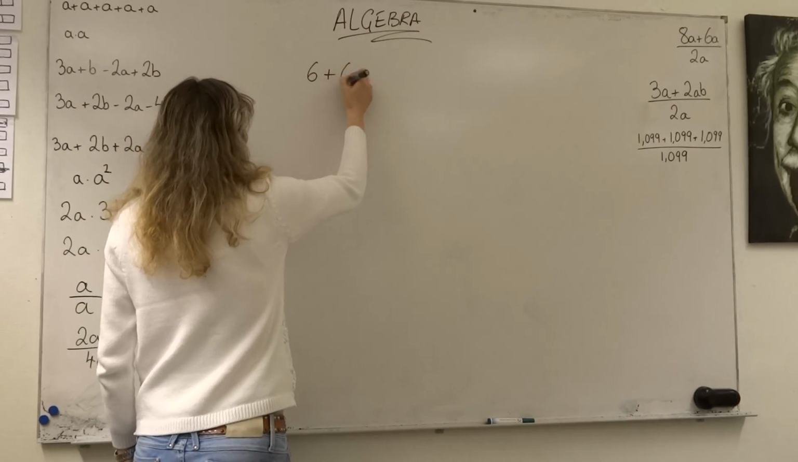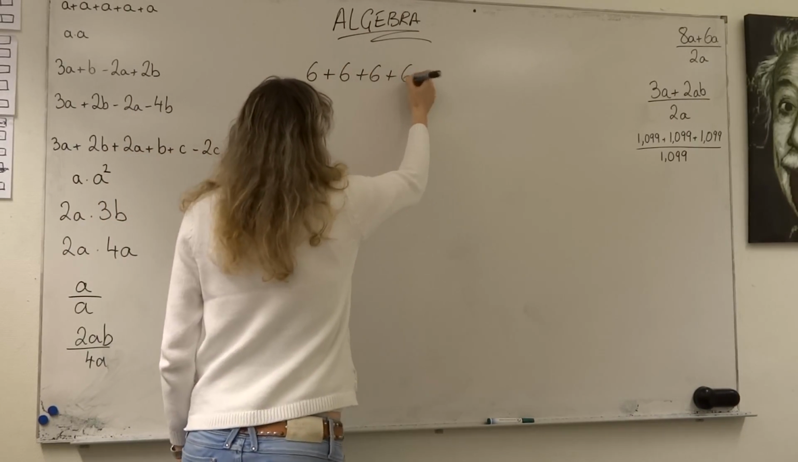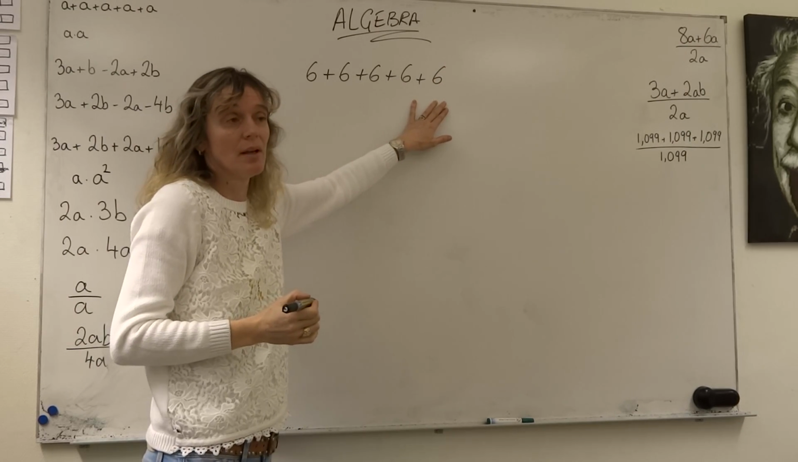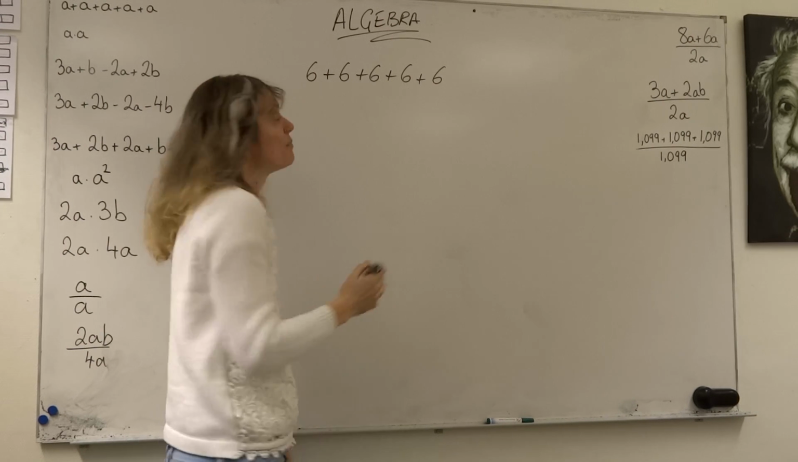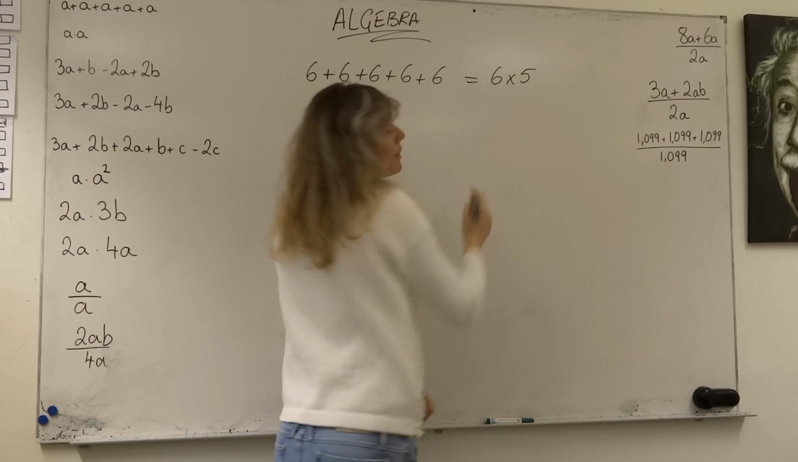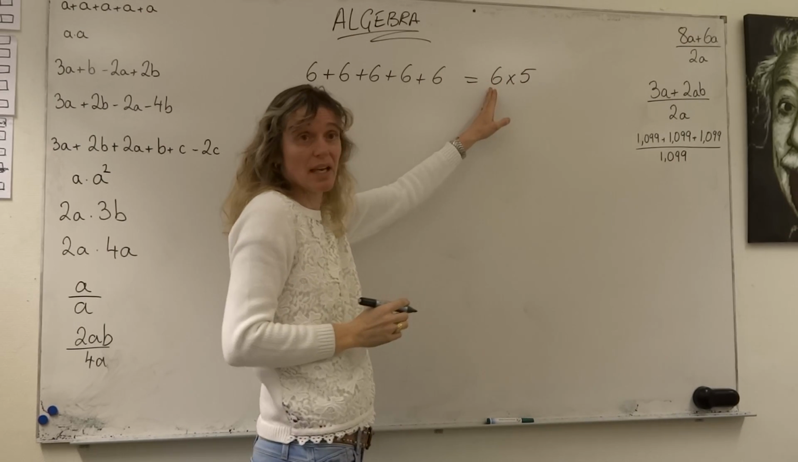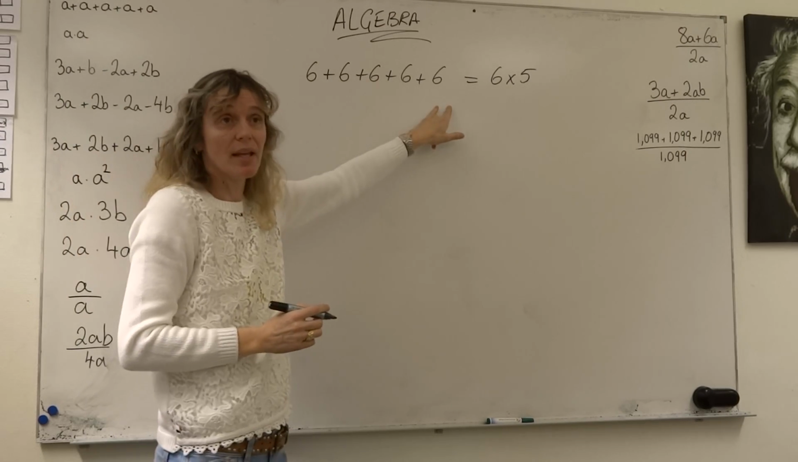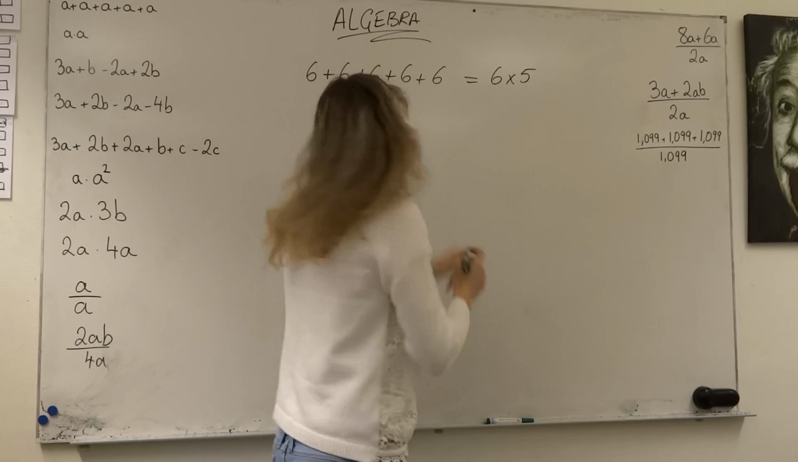For example, if we were to add 6 and 6 and 6 and 6 and 6, 5 times, we could write it like that, but we know it's much easier to write it like this: 6 times 5. 5 lots of 6 is what I have. Okay? So I could write it like this, or I could write it like this.